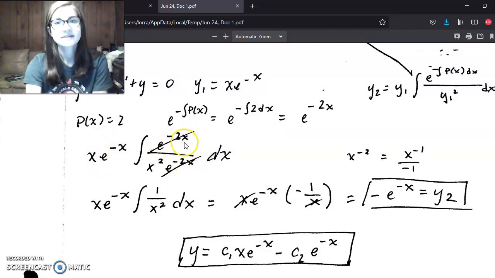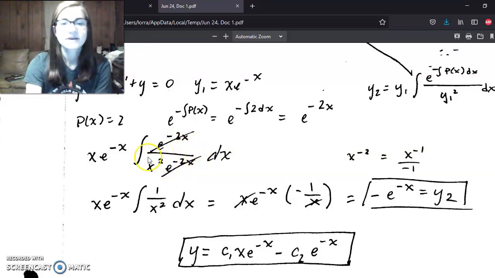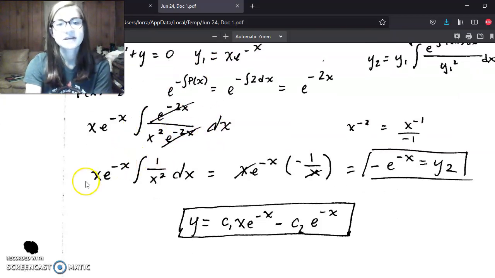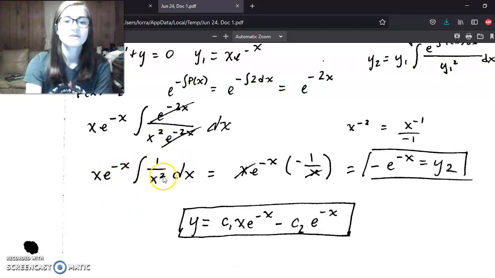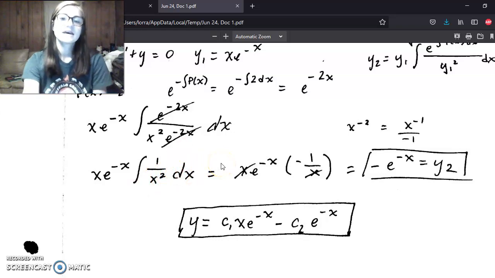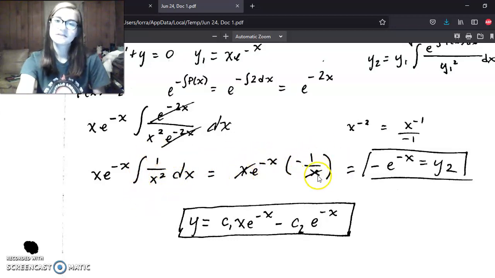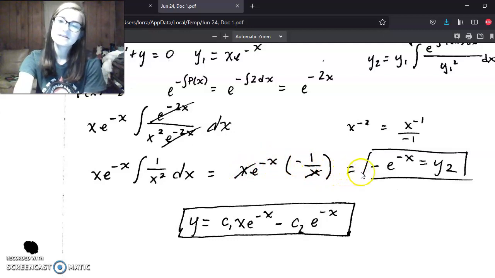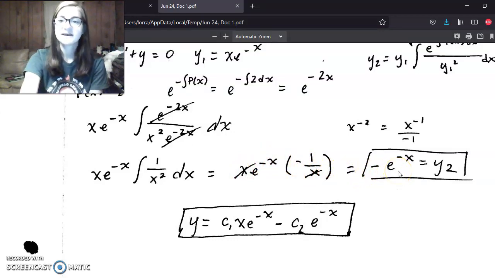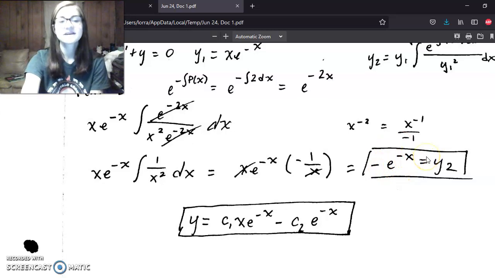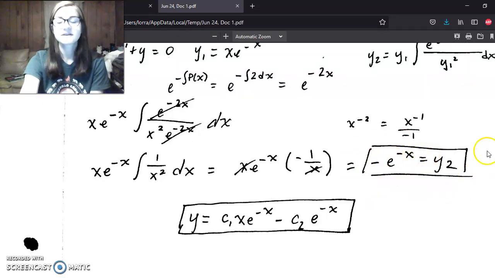e to the negative 2x divided by e to the negative 2x, because this denominator was squared from here. So you get x e to the negative x times the integral of 1 over x squared dx. And so the integral of 1 over x squared dx is negative 1 over x. So the 2x's cancel out, and so you get for your final y2 value negative e to the negative x. And then that's the final y2 value.